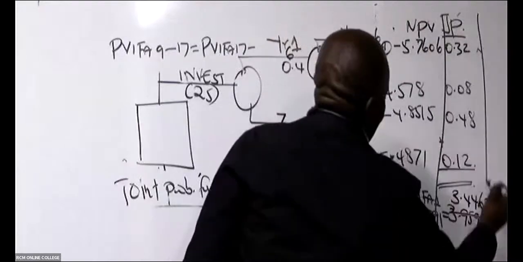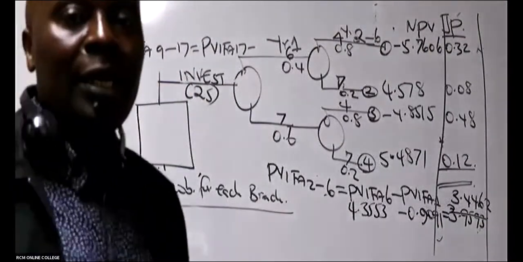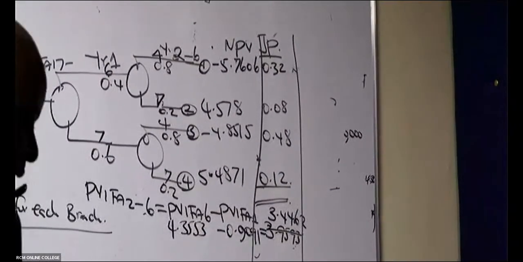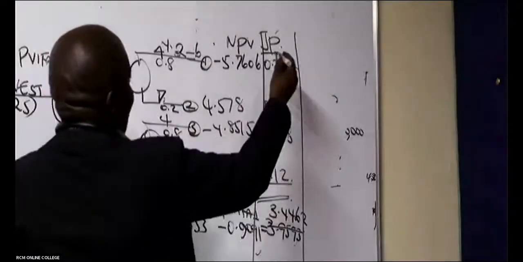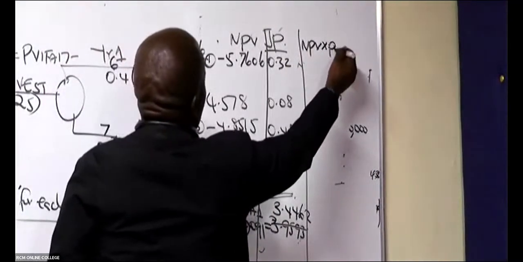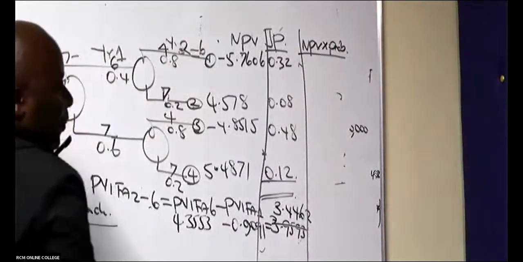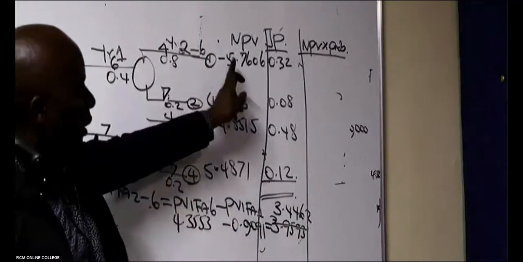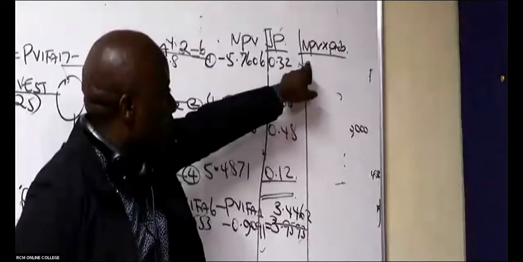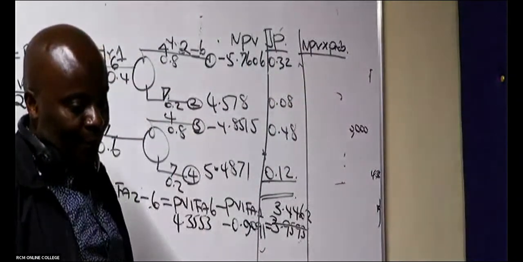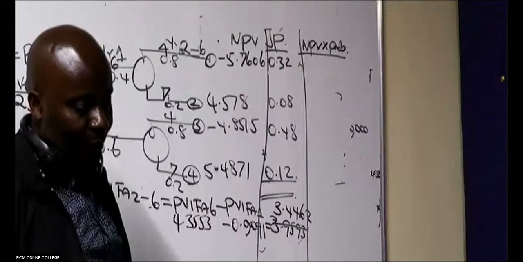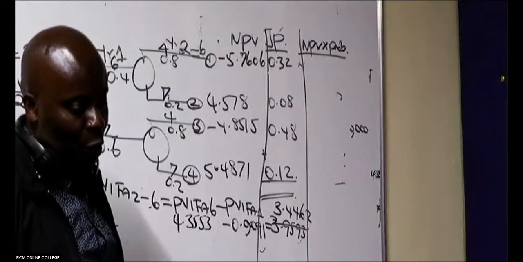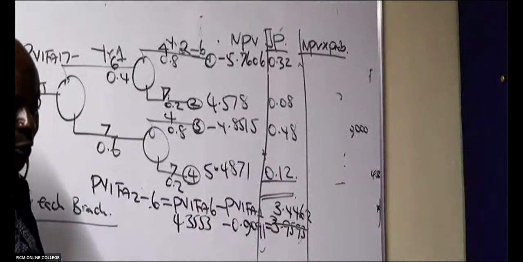Create a column by the side here. And they give us NPV times probability, to 2 decimal places. So we have this minus times this. Give me 2 decimal places here. Minus 5.7606 times 0.32, 2 decimal places I write, my good students.